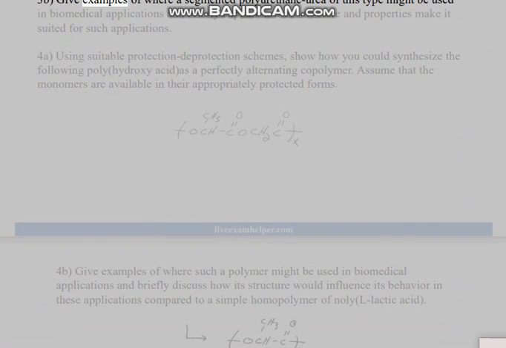2. The hard segments contain both urethane and urea linkages. 3b. Give examples of where a segmented polyurethaneurea of this type might be used in biomedical applications, and briefly explain how its structure and properties make it suited for such applications.